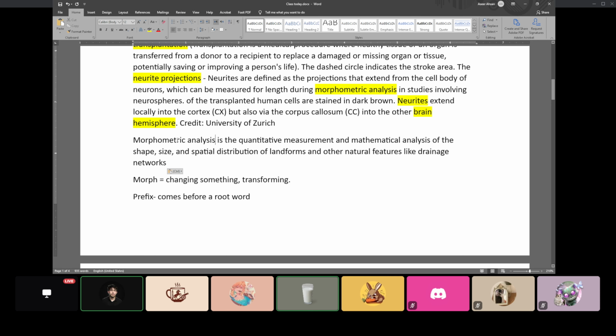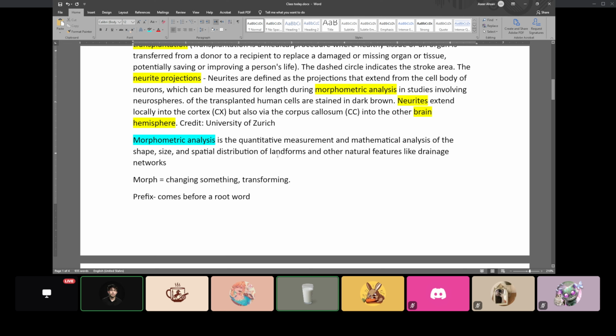Morphometric analysis. Okay, let me highlight in green. Morphometric analysis is the quantitative measurement and mathematical analysis of the shape, size, and spatial distribution of landforms and other natural features like drainage networks.